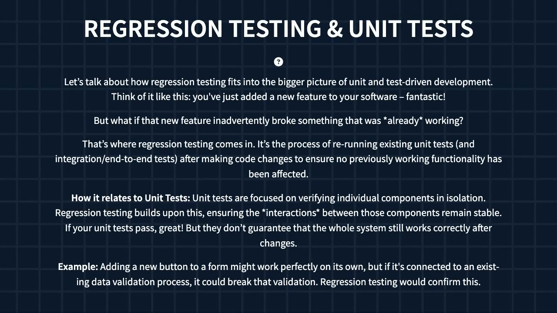Okay, so let's dive into regression testing. It's really important for maintaining stability in your software. Basically, after you add a new feature or fix a bug, you want to make sure you haven't accidentally broken anything that was already working perfectly fine. Regression testing is the process of running all your existing tests, especially those unit tests, again. Unit tests are like individual quality checks for each piece of code. Regression testing then looks at how all those pieces work together and makes sure they still work together correctly after you've made changes. It's a safety net to catch unexpected issues that could arise from modifications.